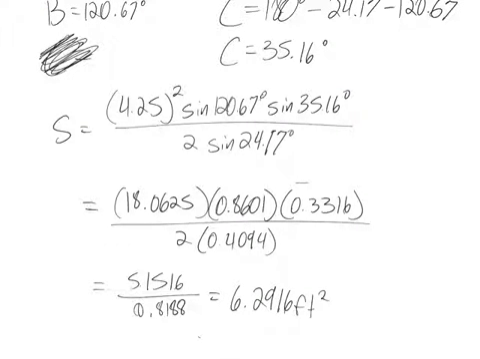Okay, so I plugged those numbers into my calculator, and the 4.25 squared is 18.0625. Actually, it just is that. I didn't round that one. The others I rounded to 4 decimal places. I've got 0.8601 for that sine. The first sine, 0.3316 for the sine of 35.16, and then 0.4094 for the sine of 24.17. Okay, and once I worked all that out, this is the answer I got for our area. So once again, it's just a matter of plugging the numbers in and crunching them through.